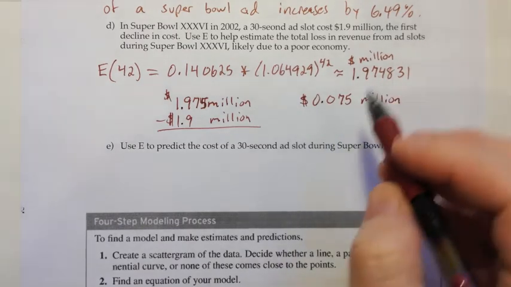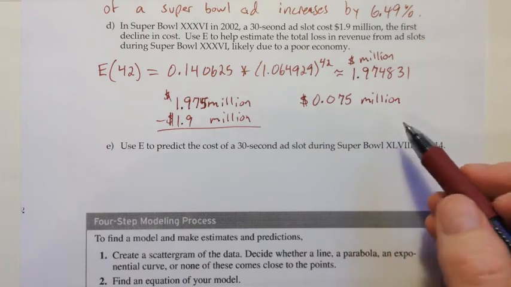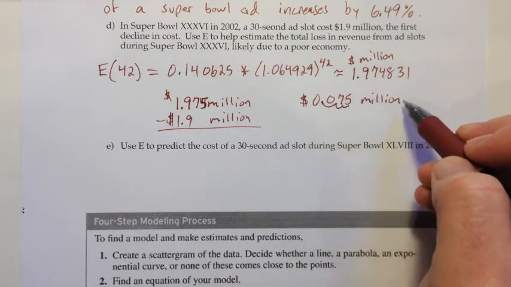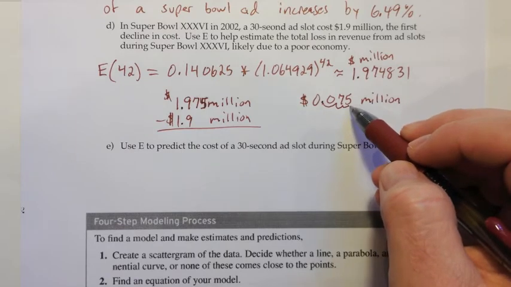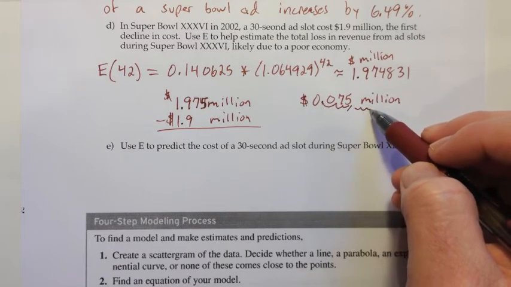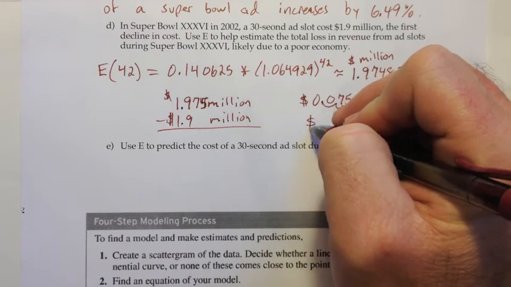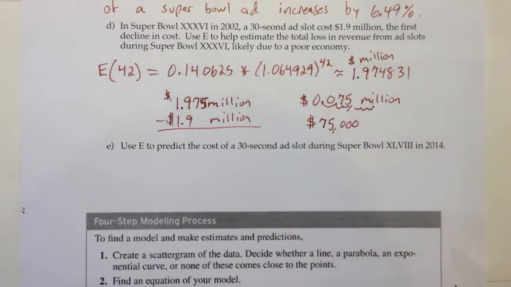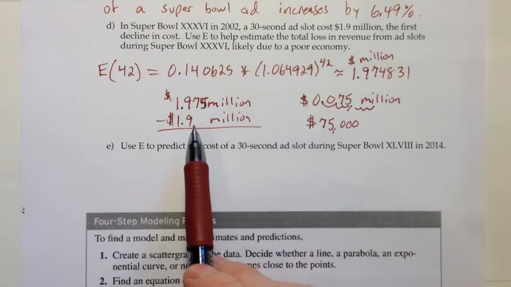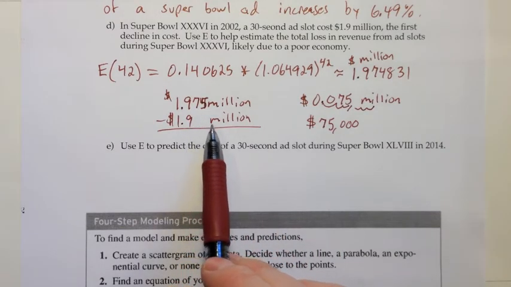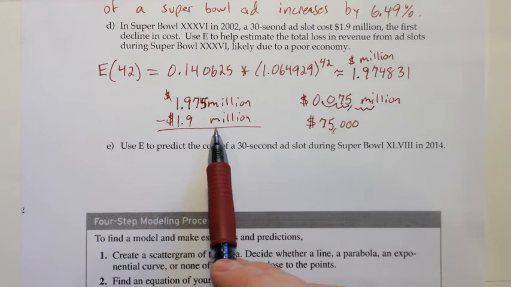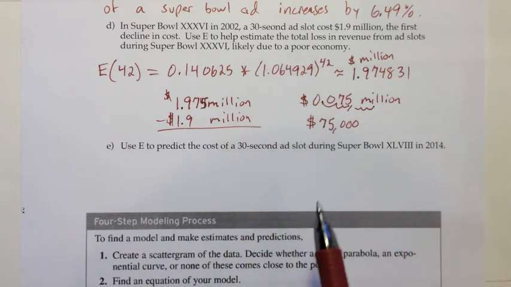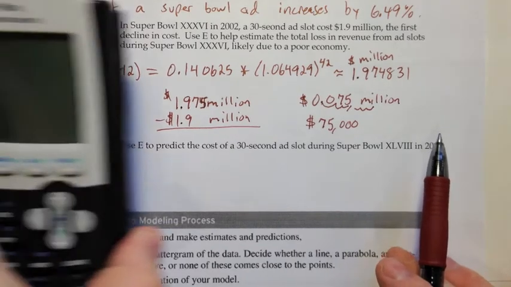I think it's weird to talk about a decimal amount of millions. So if we move that decimal over 3 spots, or actually just multiply by $1 million, then we'd move it over 6 spots, those 3 and then 3 more, which would be zeros, then we would get $75,000. So it looks like they sold those ads for $75,000 less than they would have expected, and so every 30 seconds that poor economy, I guess, was costing them about $75,000.